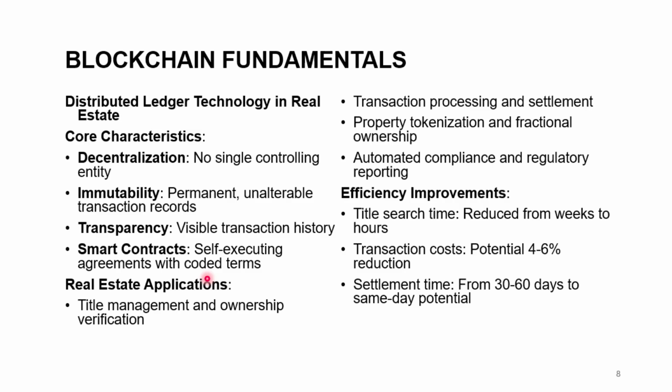So in real estate, these characteristics address persistent industry challenges. So we have title management and ownership verification becoming more reliable and faster. Then transaction processing and settlement can be accelerated significantly. Property tokenization enables fractional ownership, and automated compliance reporting reduces the regulatory burden.